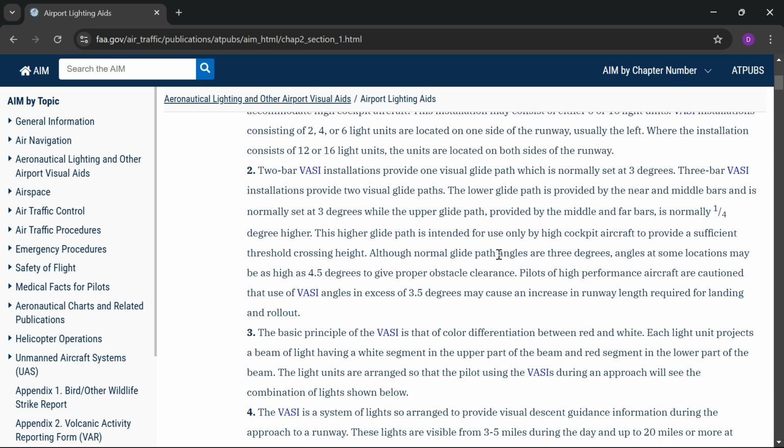Although normal glide path angles are 3 degrees, angles at some locations may be as high as 4.5 degrees to give proper obstacle clearance. Pilots of high-performance aircraft are cautioned that use of VASI angles in excess of 3.5 degrees may cause an increase in runway length required for landing and rollout.